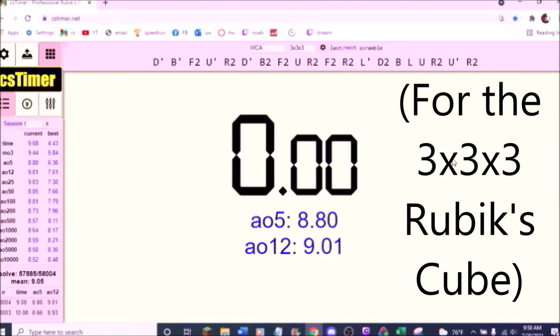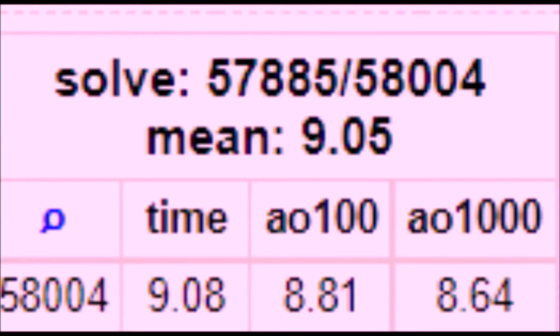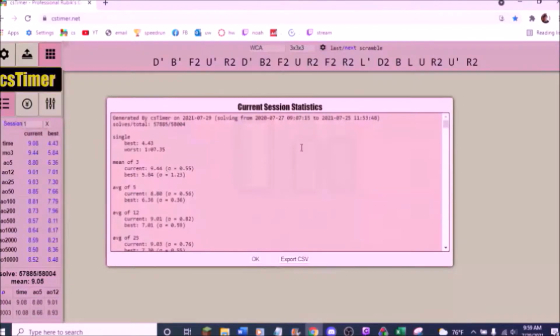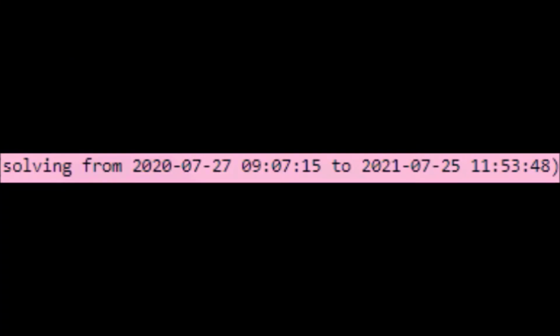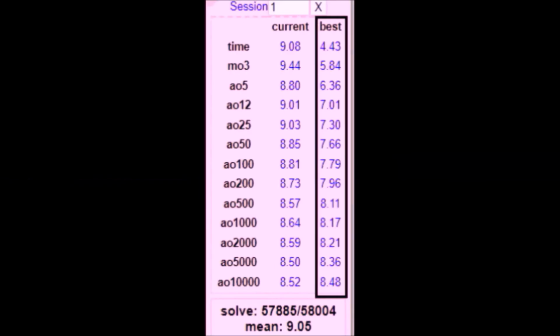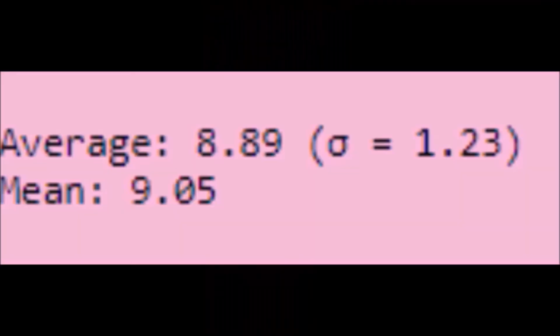I did a cubing session on CS Timer that lasted an entire year. This session started on July 27th, 2020 and ended on July 27th, 2021. Here are all the best averages achieved during the session. The average of the session was 8.89. The best time of the session was 4.43.